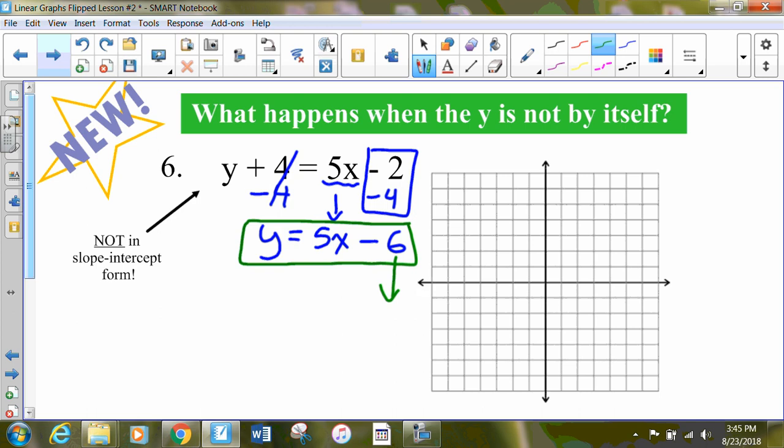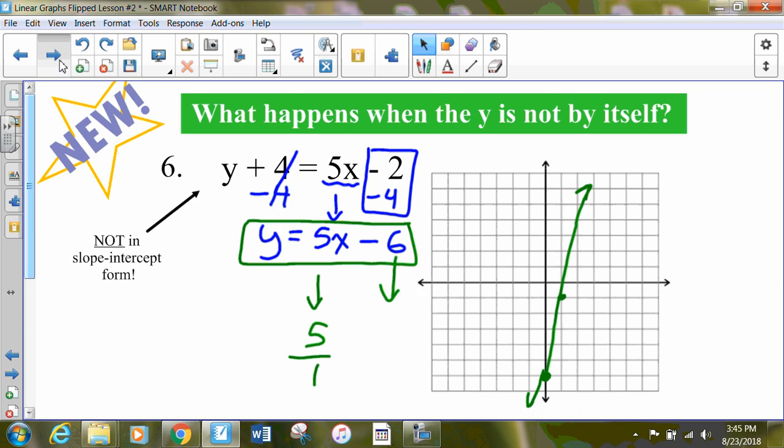That's my y-intercept. So I'm going to find 1, 2, 3, 4, 5, 6. And that's my slope, which I'm going to remind myself to run 1. So to find the next point, I'm going to rise up 5, 1, 2, 3, 4, 5, and run 1. And there we have it. So that is the first new part of our lesson.